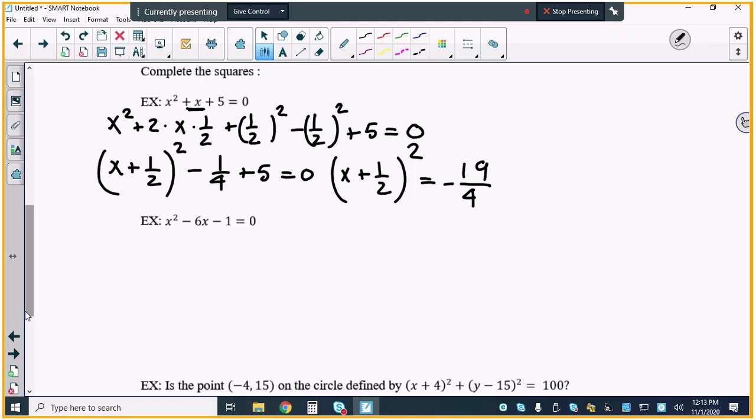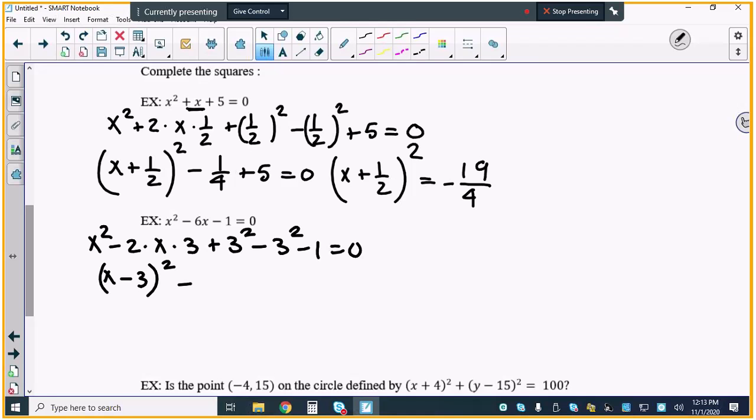x squared minus 6x minus 1 is our next example. It's easy. You do x squared minus 2 times quantity 1. How much more do I need? Well, I need a 3. So I need to add 3 squared, subtract 3 squared, and then minus 1 equal to 0. So the first 3 terms again is x minus 3 whole to the power 2. And then I have minus 9 and minus 1. I will take it to the other side. So I will say x minus 3 whole to the power 2 is equal to 10.